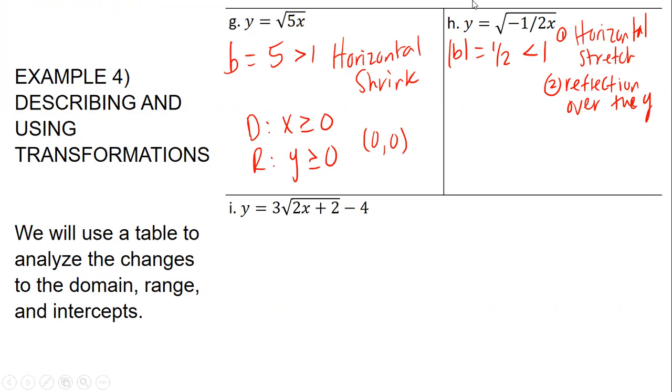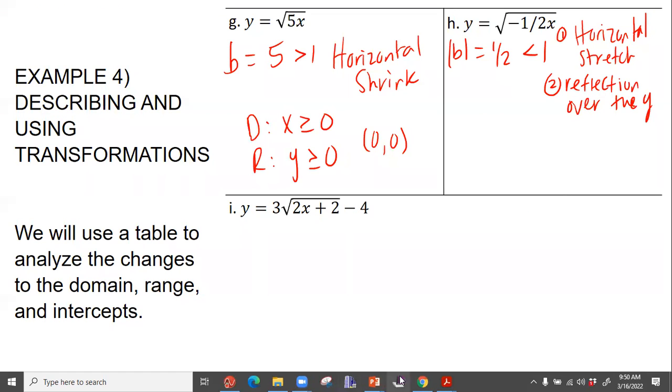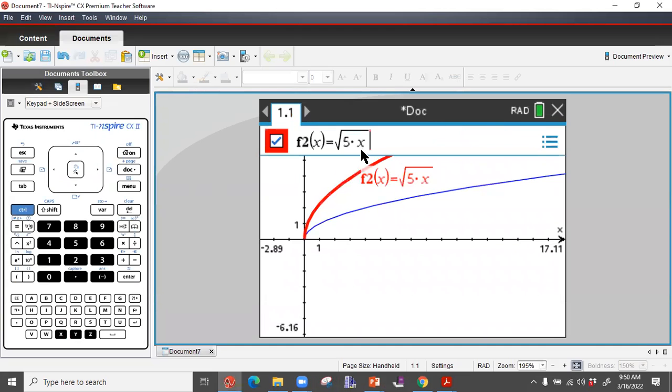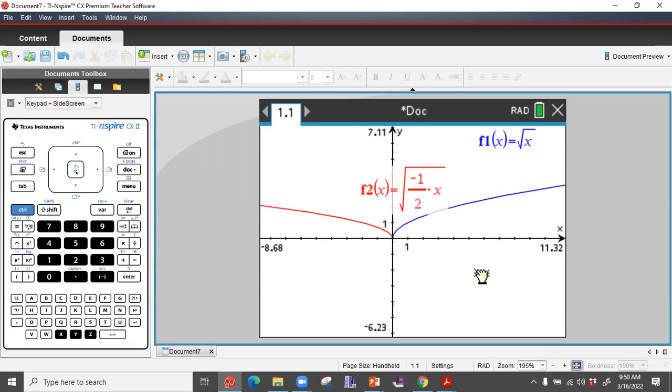Okay, now let's look at the negative. How does the negative affect us? So we have negative 1/2, and we said that it's going to cause a reflection over the y-axis.